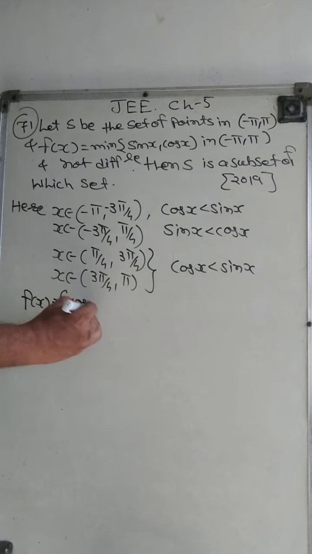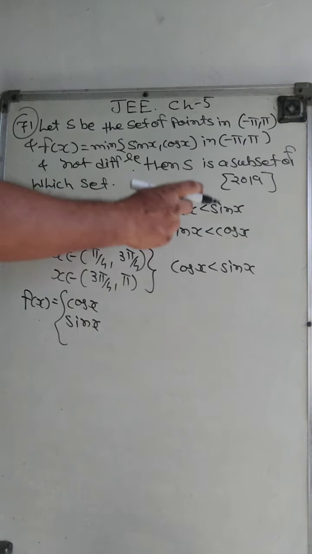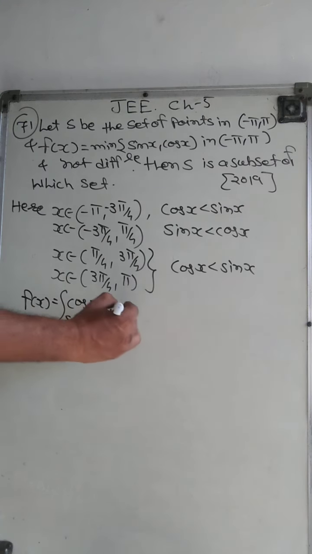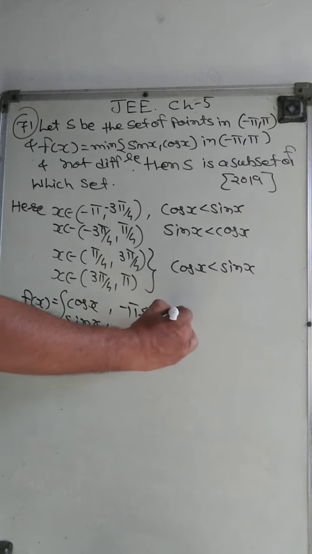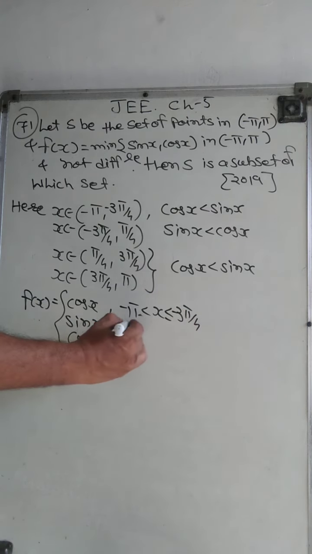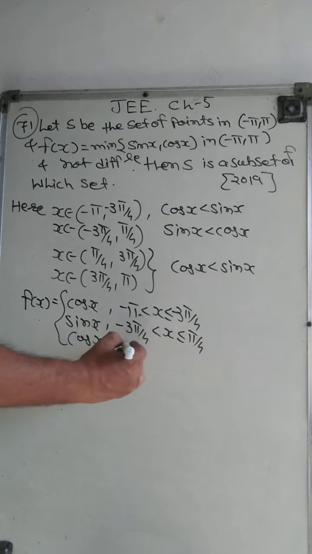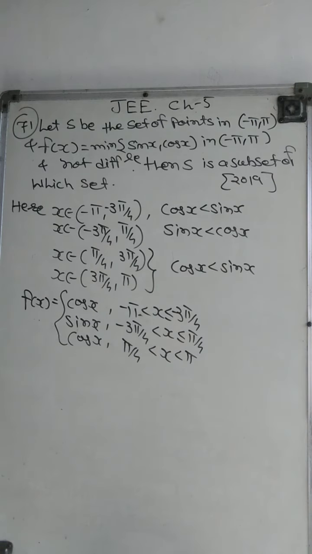So f(x) is equal to cos x, sin x, and minimum means cos x. Right? And here we take minus pi less than x less or equal to minus 3 pi by 4, minus 3 pi by 4 less than x less or equal to pi by 4, and pi by 4 less than x less than pi. Right? So this way we can obtain the simplification of our term.